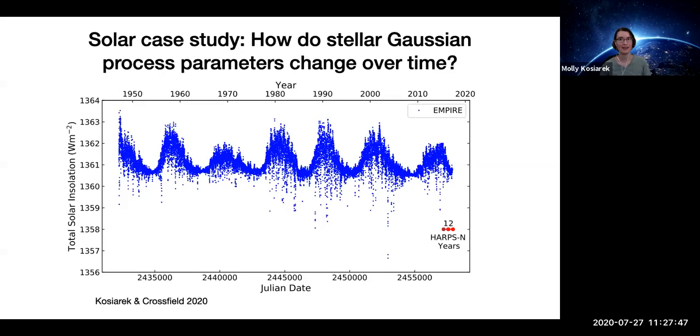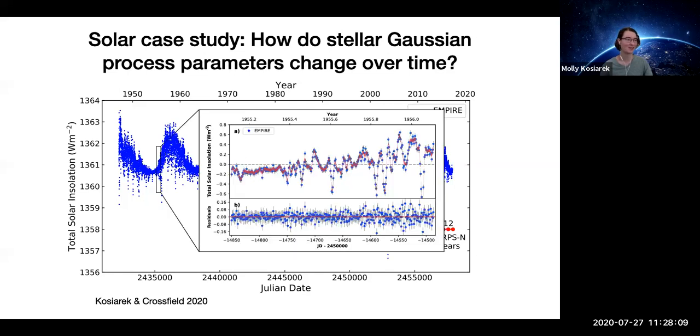K2 has an 80-day time baseline on stars, and TESS has an even shorter time scale. They have a 20-something day baseline from the individual sectors. So I think another interesting application would be to take much shorter time scales and fit this, but I haven't done that yet.